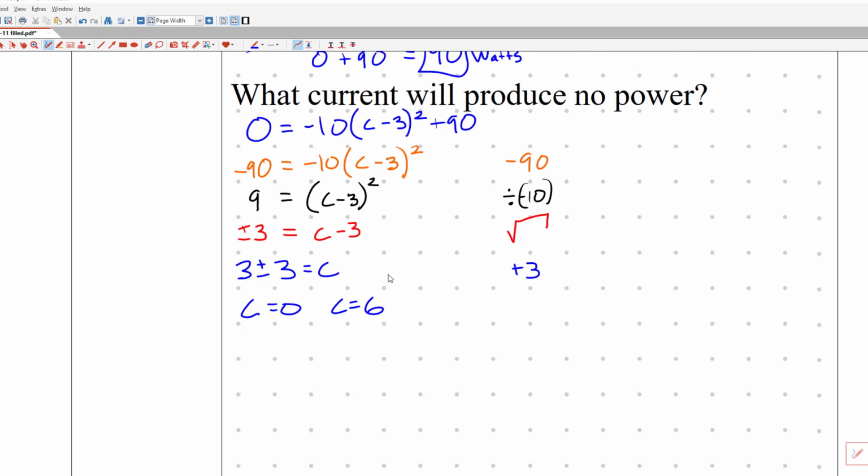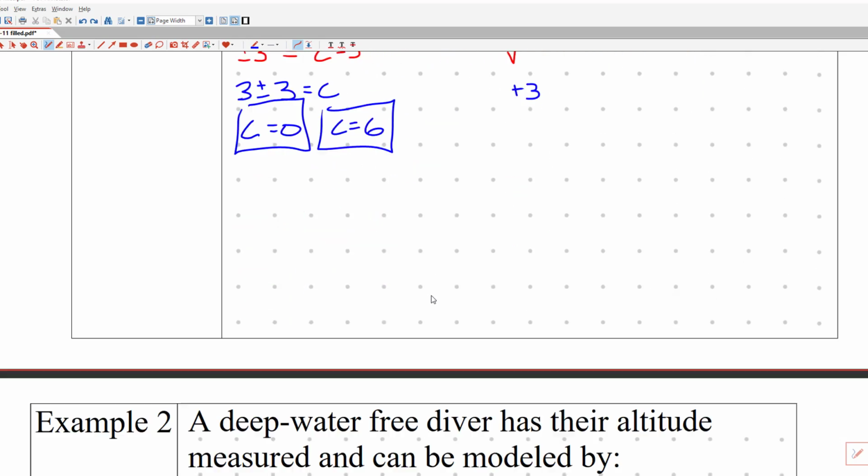So at what current will produce no power? And it makes sense. If the current is 0, it's producing no power. And if the current is 6, it's producing no power. So both of those two are the answers. In Khan Academy, you enter the smaller one first. So you'd enter 0 first and then 6. And that's all the questions I have for example number 1. Let's move on to example number 2.